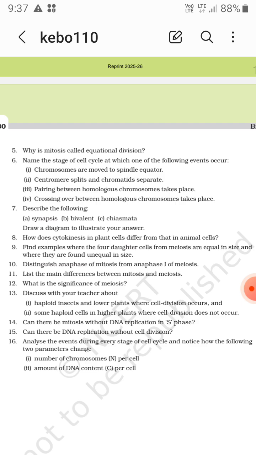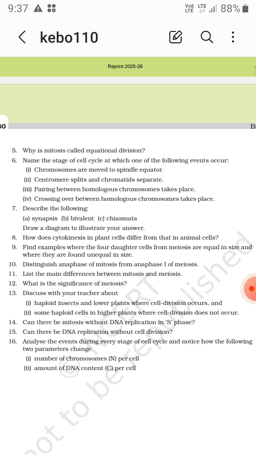When it does, it's in the zygote stage, right? Zygote stage. Now crossing over between homologous chromosomes takes place. After the zygote there is a pachytene stage where crossing over takes place, right? So this is it. Now describe the following.